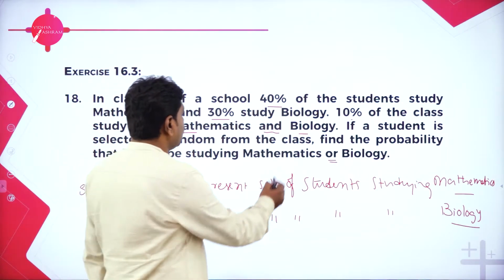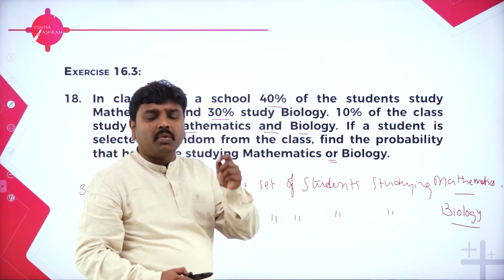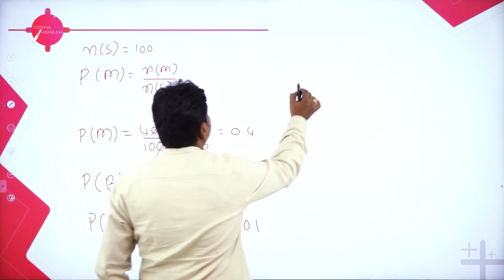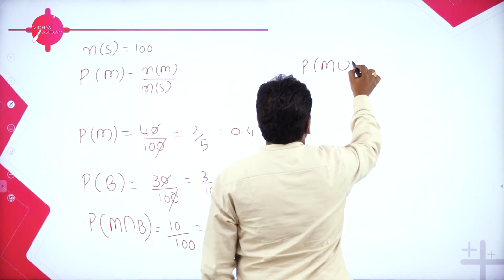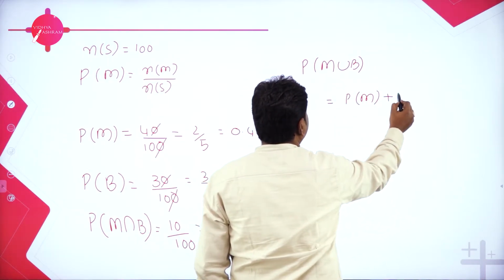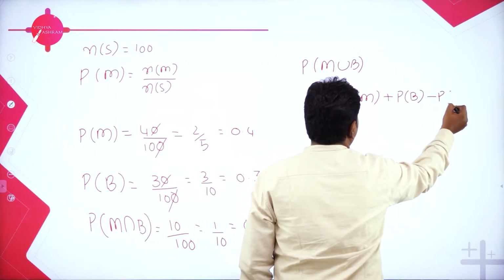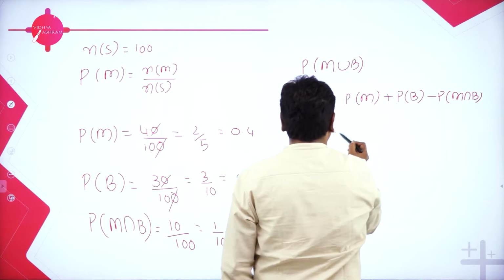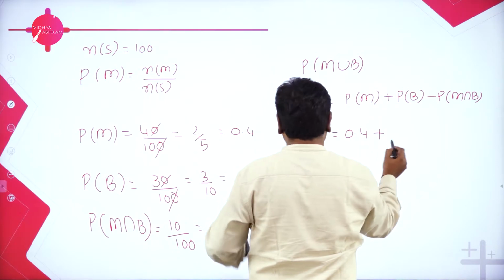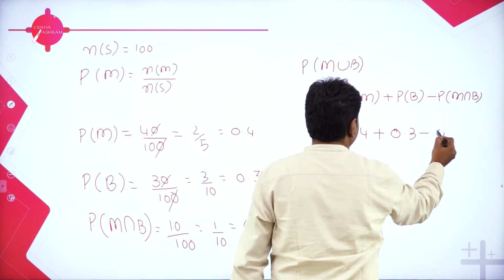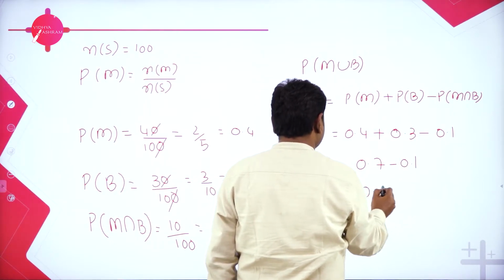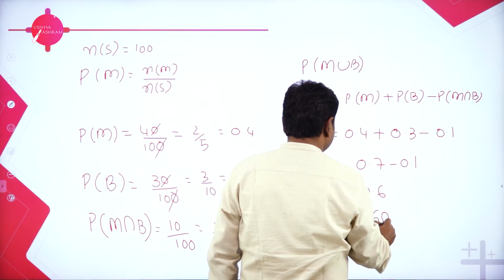What do they want you to find? They're asking you to find the probability of people studying mathematics or biology. Or means what? Union. So they want M union B. What is M union B? P of M union B is P of M plus P of B minus P of M intersection B. P of M, probability of maths, is 0.4, plus P of B, which is 0.3, minus the intersection 0.1. So it will be 0.7 minus 0.1, that is 0.6, or we say 60%.